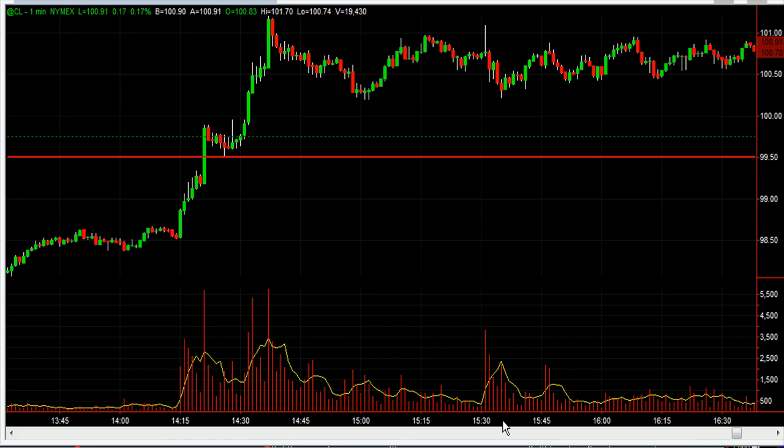Okay, the first small pullback is very much a tape read. You're looking to see the balance point shift from being aggressive buyers. The buyers back off for a second to see what's going to happen. They wait to see if the sellers are going to initiate some selling, if there's any supply coming into the market.